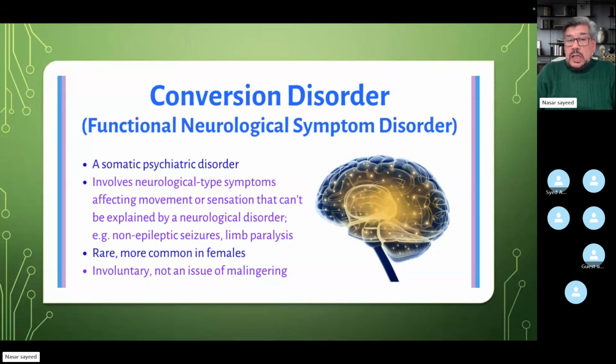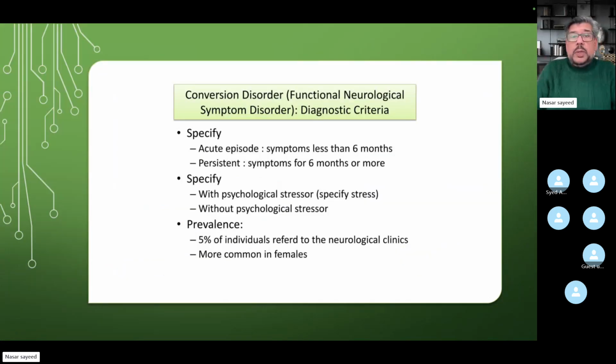A somatic psychiatric disorder involves neurological type symptoms affecting movements or sensation that cannot be explained by a neurological disorder, like non-epileptic seizure or limb paralysis. Rare, more common in females, involuntary, not an issue of malingering. So we all know that, so I will move forward.